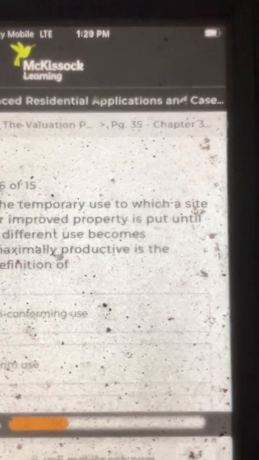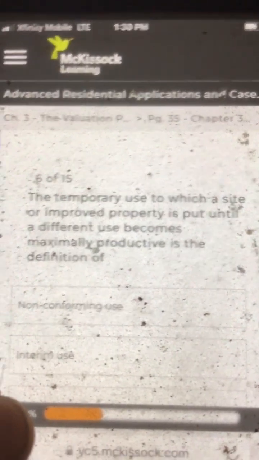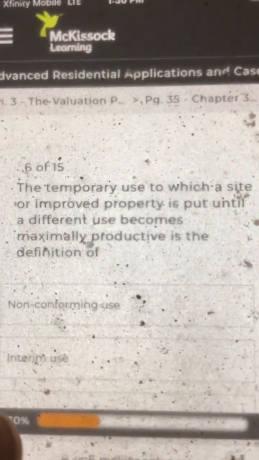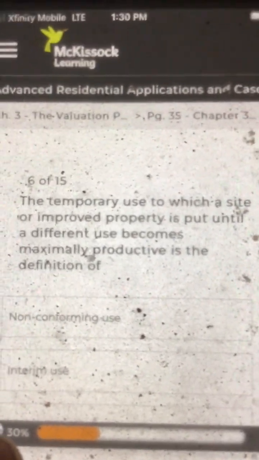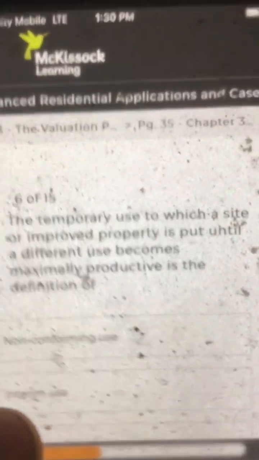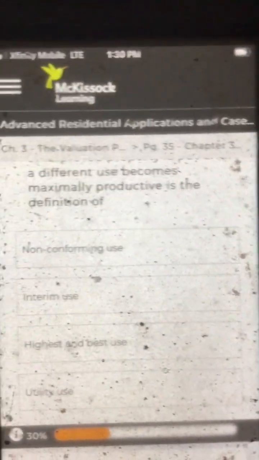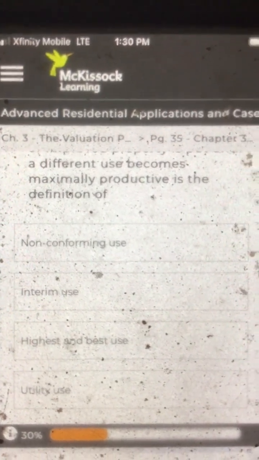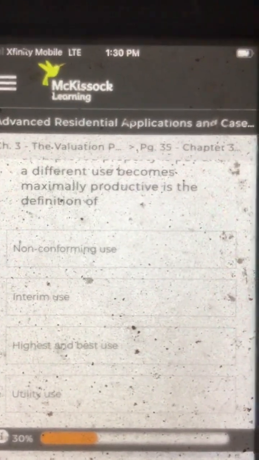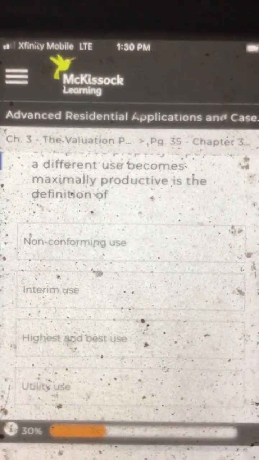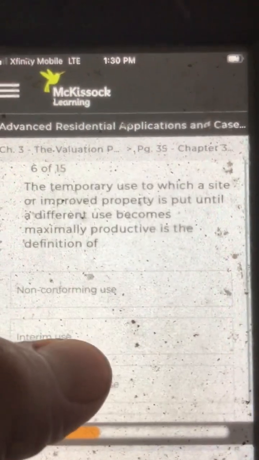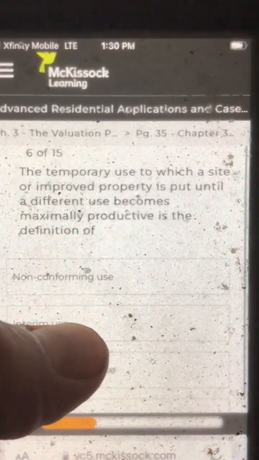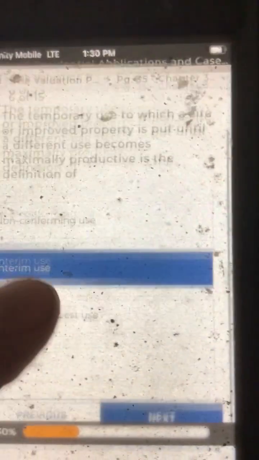Number 6, the temporary use to which a site or improved property is put until a different use becomes maximally productive is the definition of A, non-conforming use, B, interim use, C, highest and best use, or D, utility use. I'm going to go B, interim use.